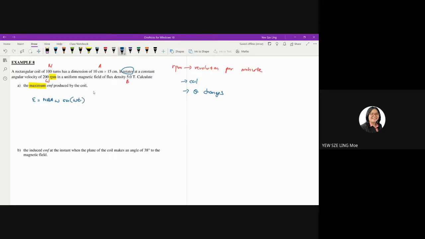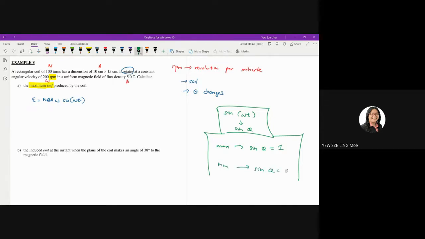Now according to the question, you have a maximum EMF. Now let's see. We have sin ωt, which is actually in the form of sin θ. So when you have sin θ, what does it mean? It is maximum if we assume sin θ equals 1, and it is minimum if sin θ equals 0. So when we say it is a maximum value, this whole thing we assume is equal to 1.